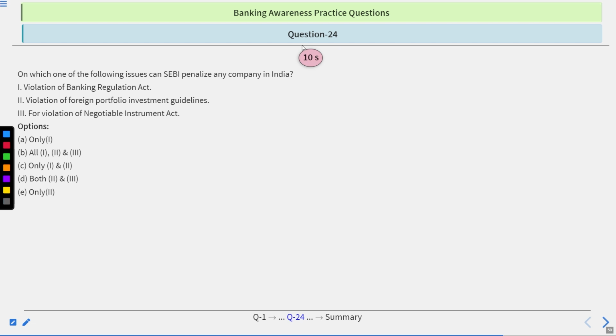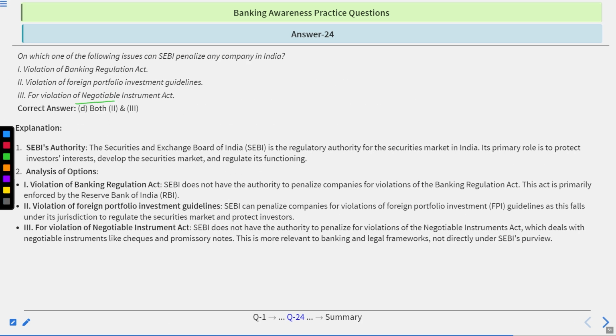Okay. Question number 24. Which one of the following issues can SEBI penalize in any company in India? 10 seconds you have, time starts now. Time's up. Correct answer is D, both second and third. Explanation, SEBI's authority: it is the regulatory authority of the securities market in India. Its primary role is to protect investors' interests, develop the securities market, and regulate its functioning.